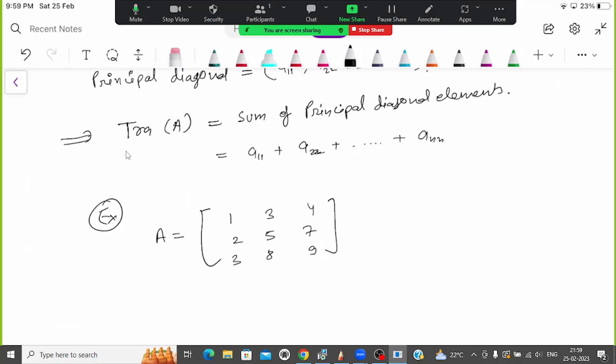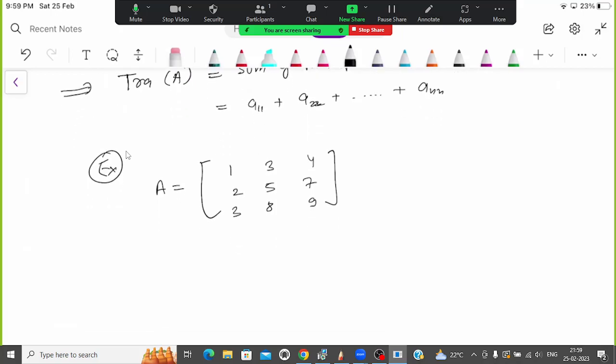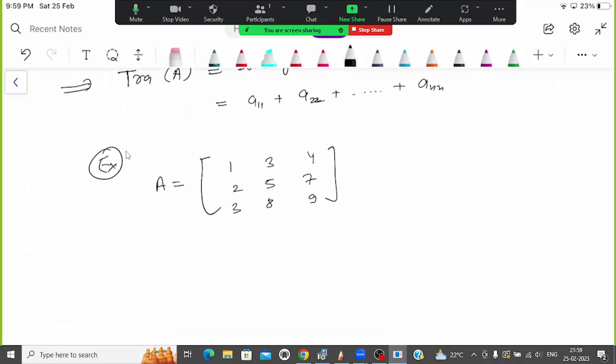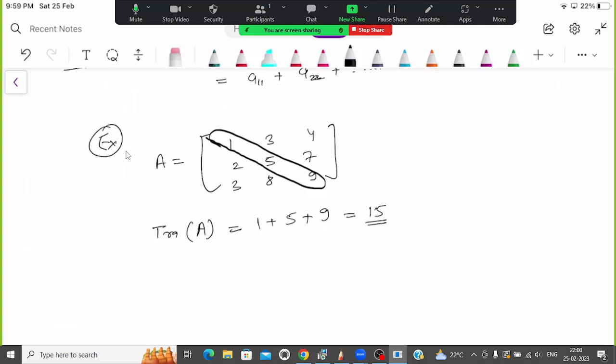Now you want to know the trace of this matrix A. So trace of A will be sum of principal diagonal elements, means these elements. You just add these diagonal elements, that is 1 plus 5 plus 9, you will get 15. So trace of A is 15.